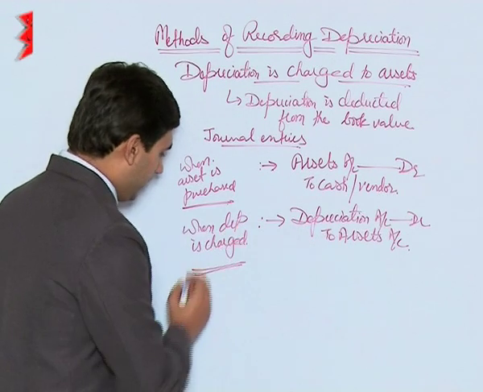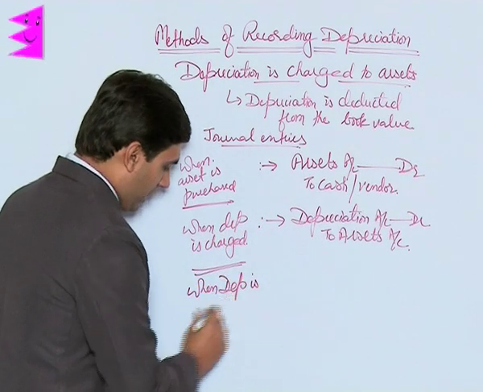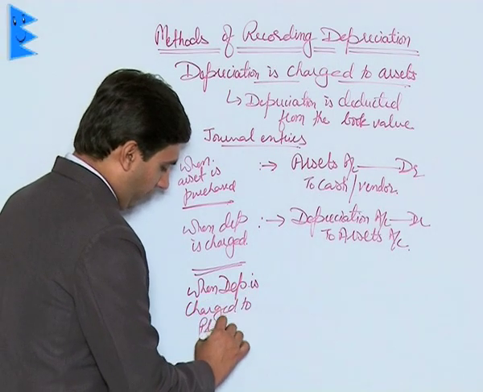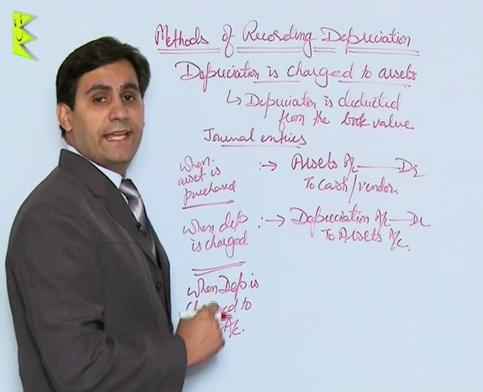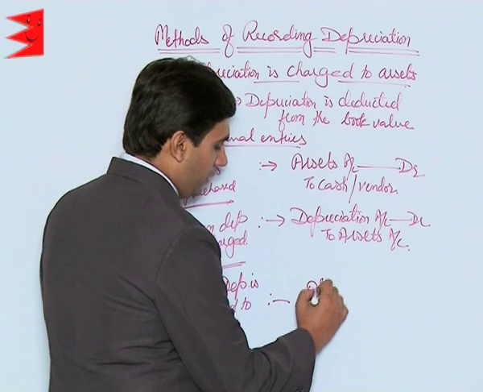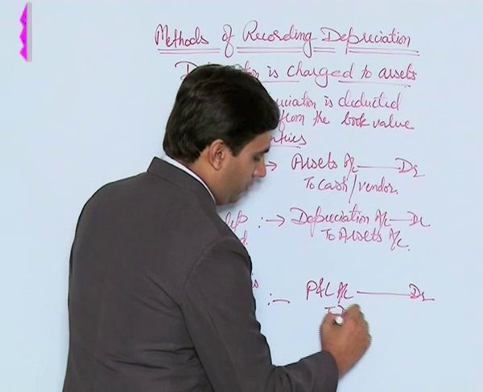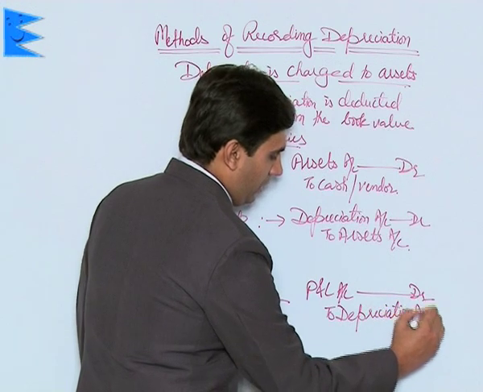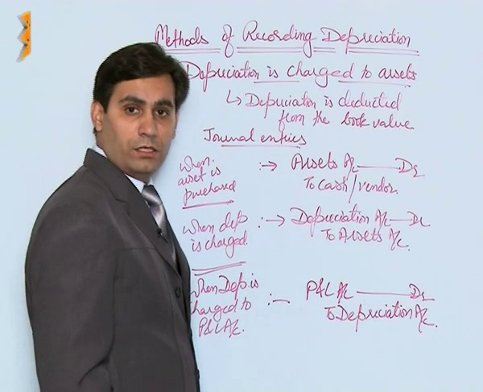Then the third one is when depreciation is charged to profit and loss account. We have understood it earlier that depreciation is an expense for particular year. So this expense should now be transferred to profit and loss account. So in this case, entry would be profit and loss account debited to depreciation account. Again students, depreciation now has been transferred to profit and loss.